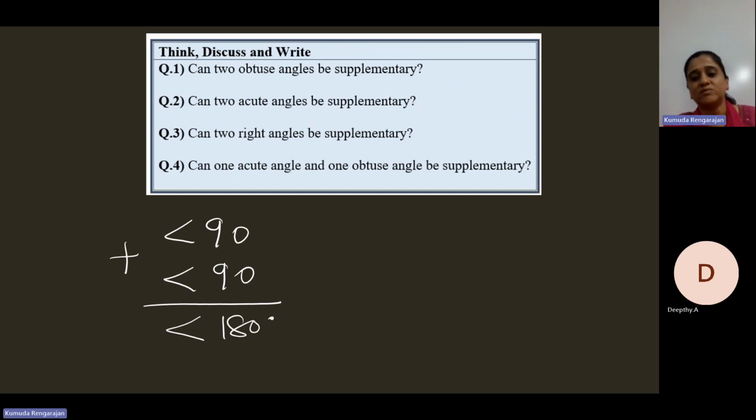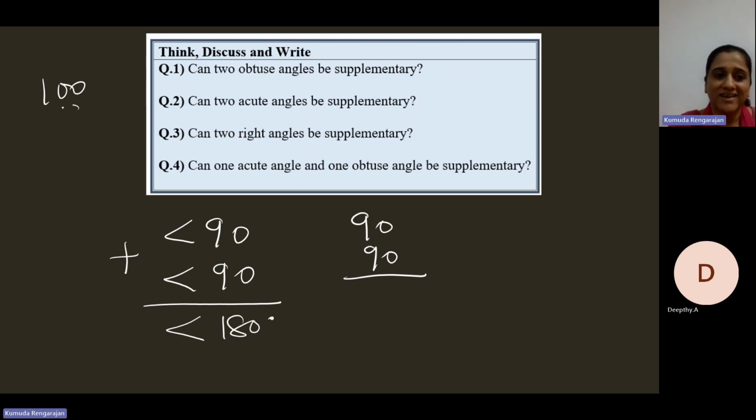The last one then. Can two right angles be supplementary? Two right angles means 90 degrees each. The measure of a right angle is exactly 90 degrees. So 90 plus 90, 180. Yes. Can one acute angle and one obtuse angle be supplementary? Take an example. 100 degrees is obtuse. 80 degrees is acute. Oh, no.